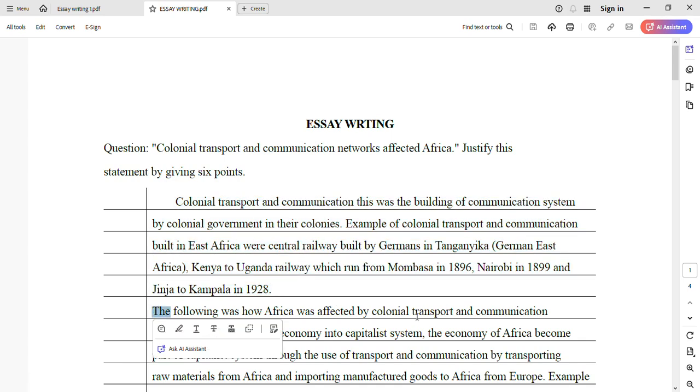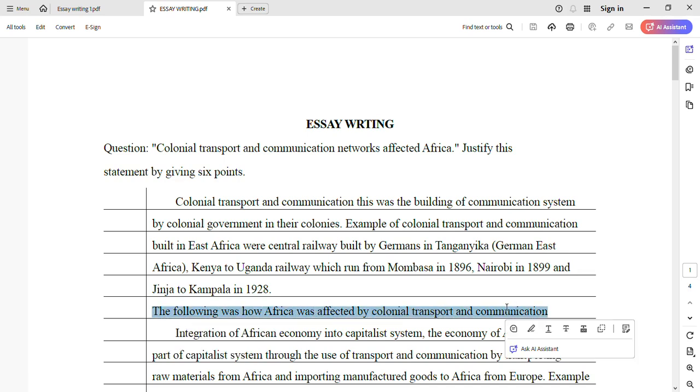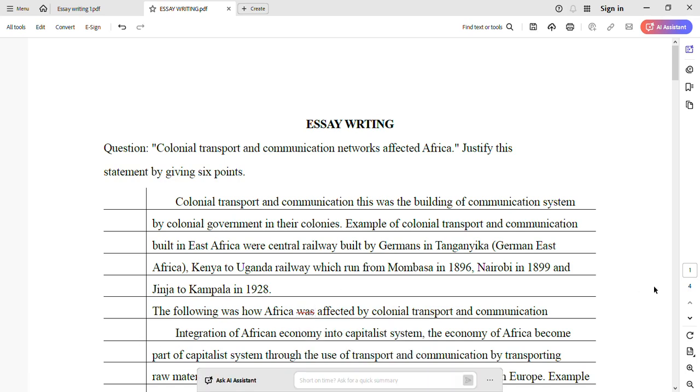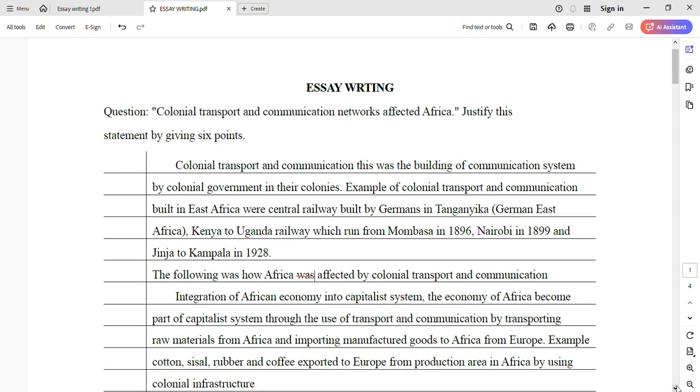the following was how Africa was affected, and it should not be a repetition of was. It should be: the following was how Africa was affected by colonial transport and communication. So after writing that, this word should be eliminated. After writing that, we are going to the main body.